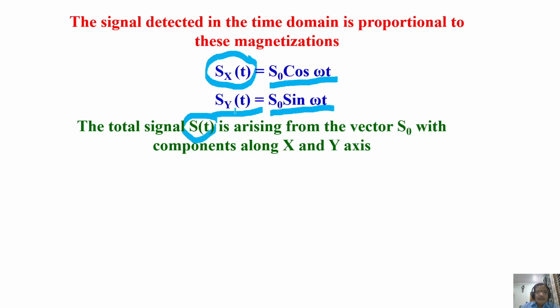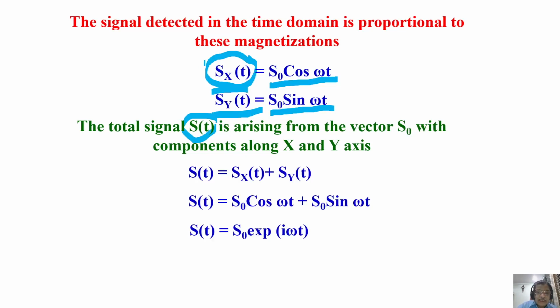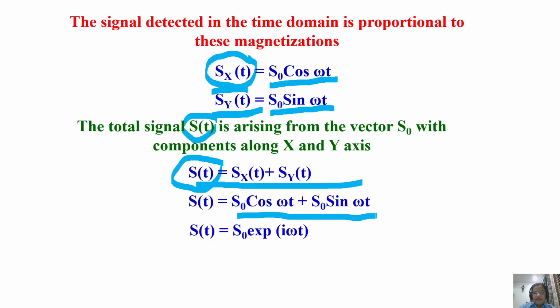Now what I am telling is that the signal which we are collecting in the time domain, S of t, can be resolved into two components, signal along x-axis and signal along y-axis, collected as a function of time. So the total signal is the sum of Sx of t plus Sy of t. This is the total signal that we are collecting. This is the FID. Now we know what Sx is. Sx is equal to S naught cos of omega t and Sy is equal to S naught sine of omega t. Plug in these terms here. So the total signal is written as S of t is equal to this thing.